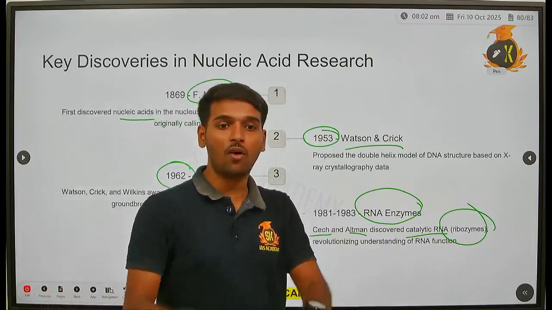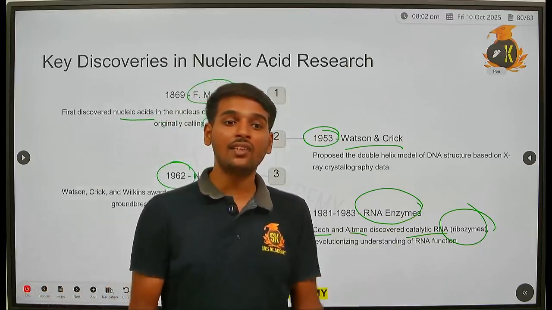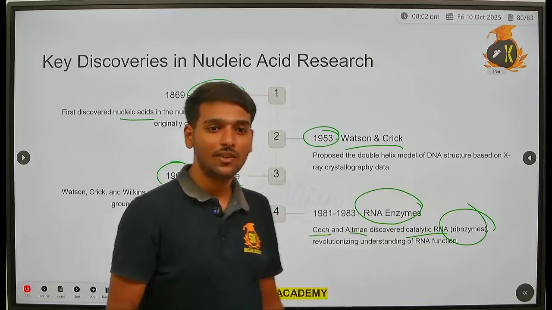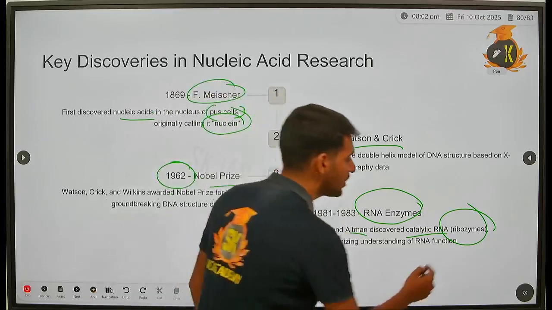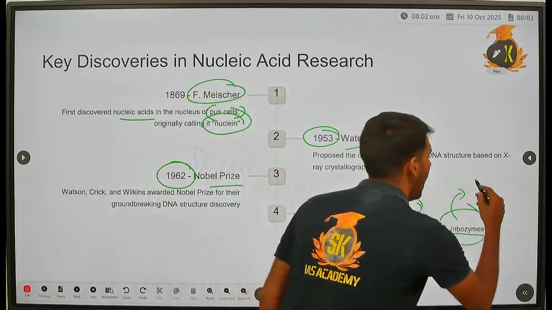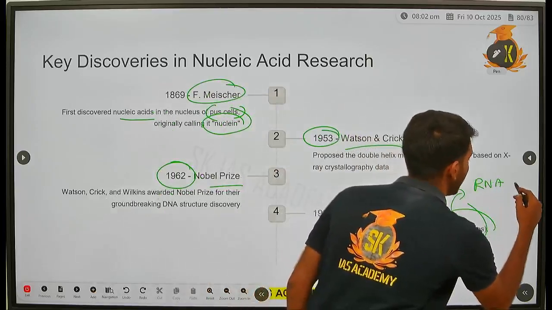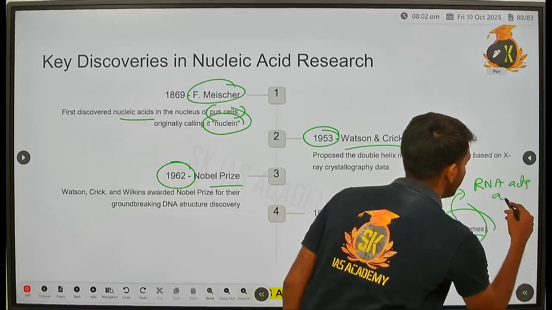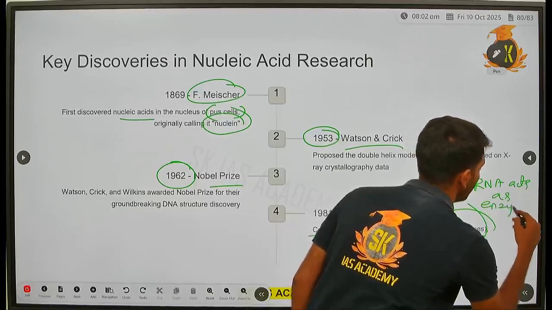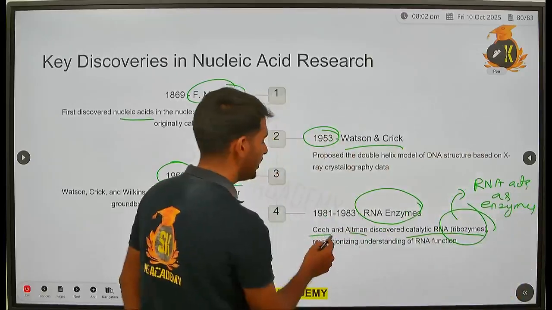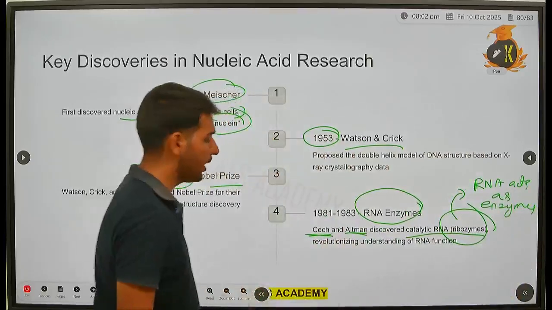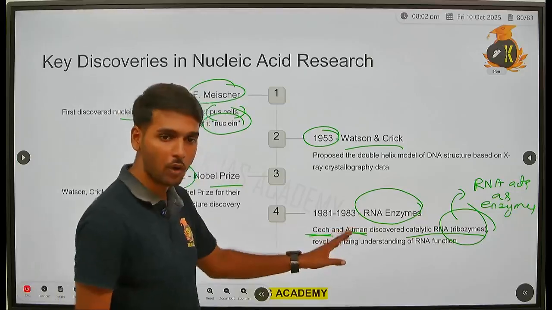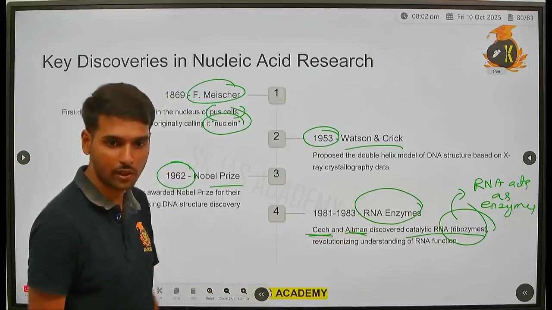Ribozymes are RNA molecules which act as enzymes. Important concept. What is a ribozyme? RNA which acts as enzymes. Who discovered it? Cech and Altman. Okay, 1981 to 83. Important thing. This was asked in a previous year question paper.